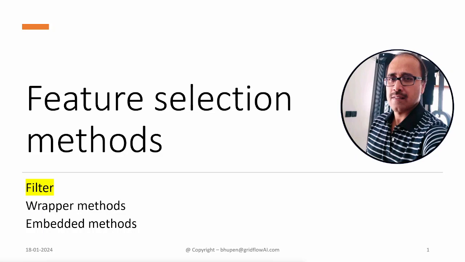Hi everyone, welcome to the series on feature engineering for data science and machine learning. In the previous few videos, we touched upon some of the filter methods like variance, low variance, covariance, and correlation. We will continue to discuss a few other methods in the category of filter methods.